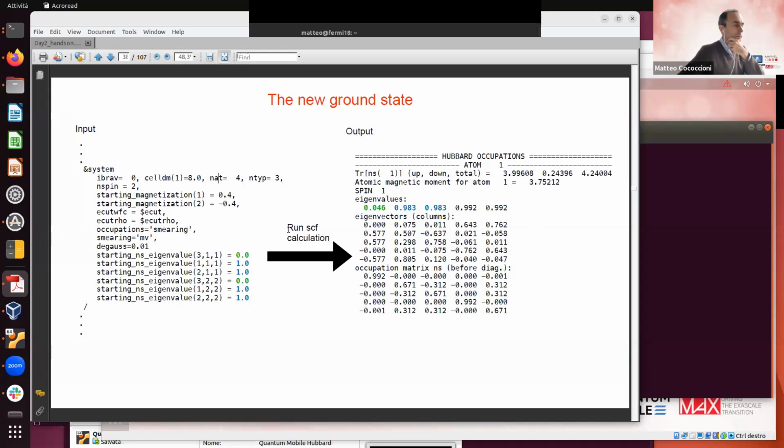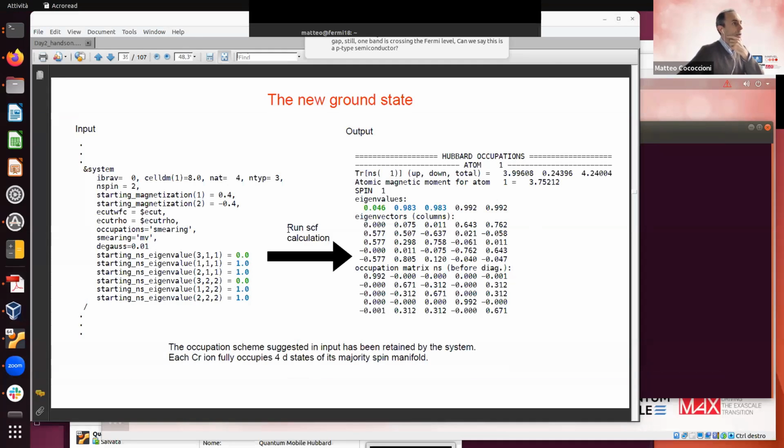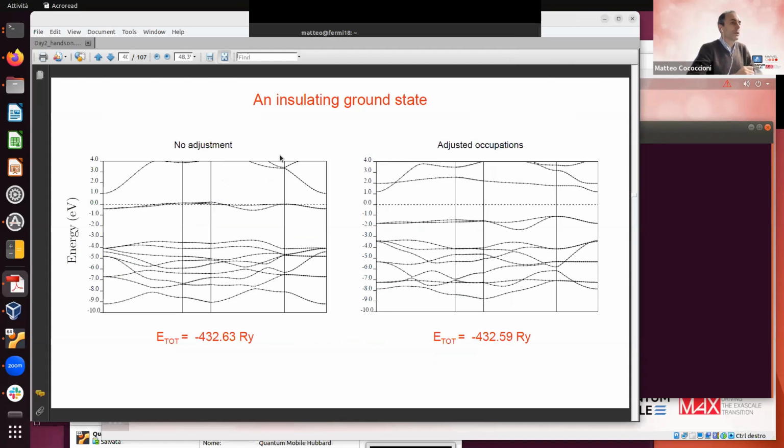So the system actually likes our suggestion. If we suggest to unoccupy the single state, it remains unoccupied, almost exactly so, and the other 4 all get occupied by 1 electron each. So we create place for all the 4 electrons in this channel of this material. And correspondingly, we are able to open a gap.